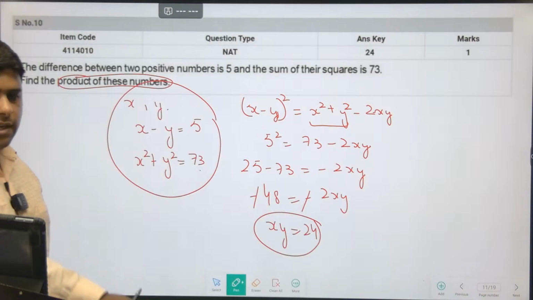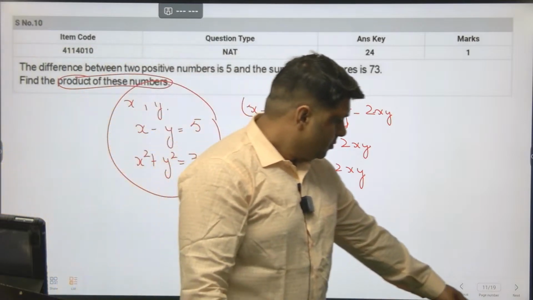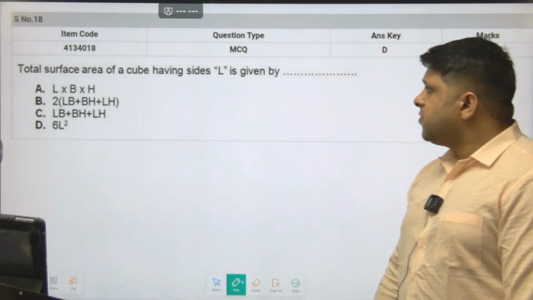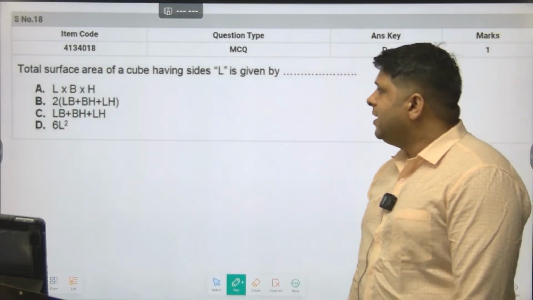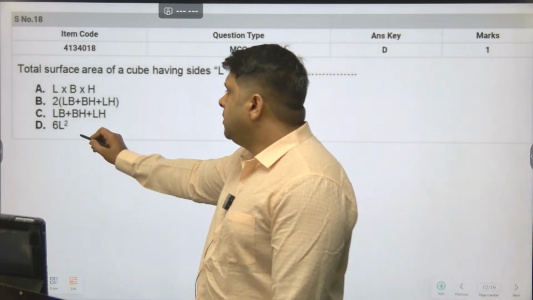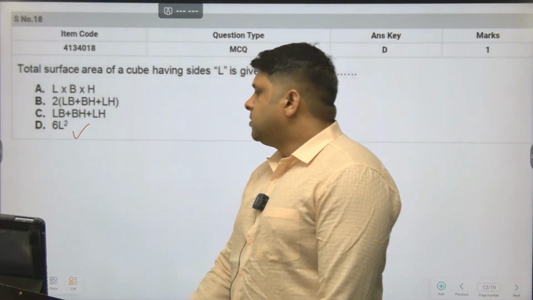Next question, let's see the next question. The total surface area of a cube having sides L is given by, simple, you just have to answer the formula. 6L square.